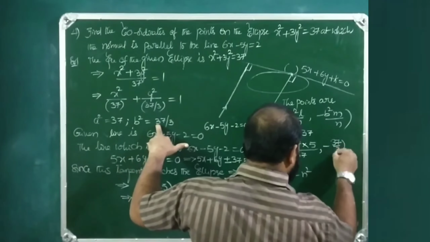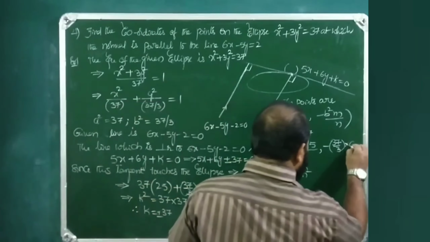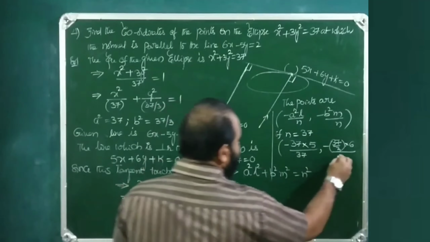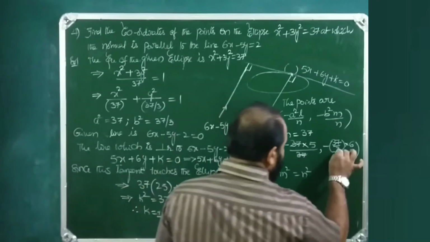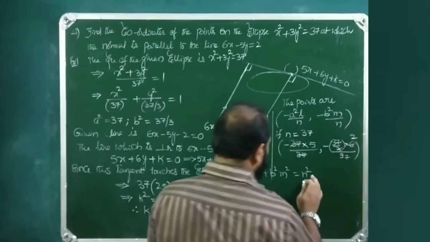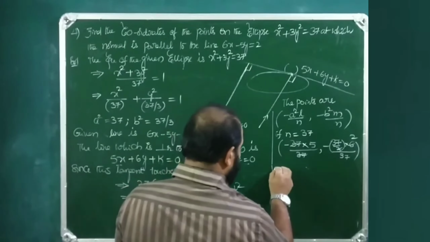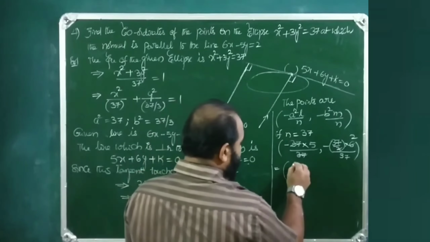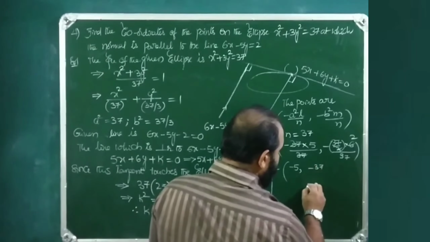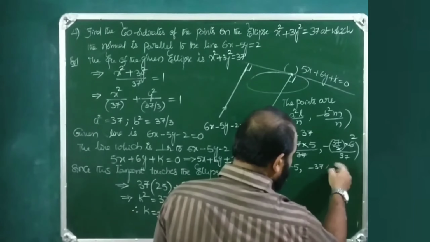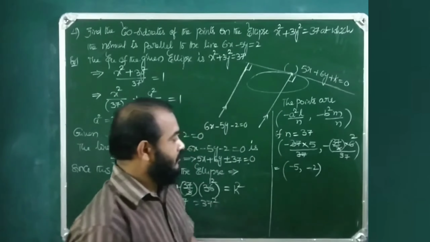37 by 3 into m value is 6 by n value is 37. That means 37 gets cancelled. 3 2s are 6, so I'm rubbing this. Then this is equals to minus 5 comma, this is minus 37 into 2 by 37. 37 gets cancelled. So we are left with the minus 2 here.